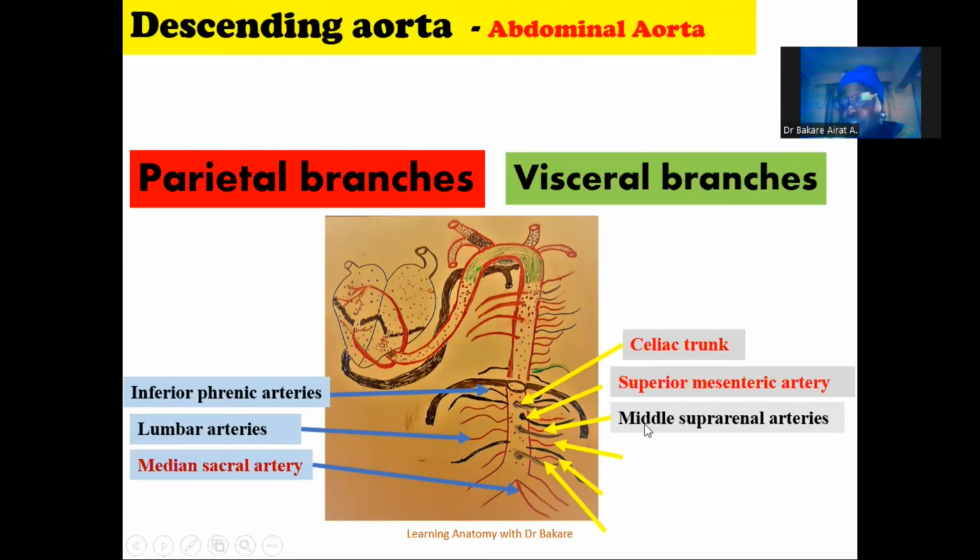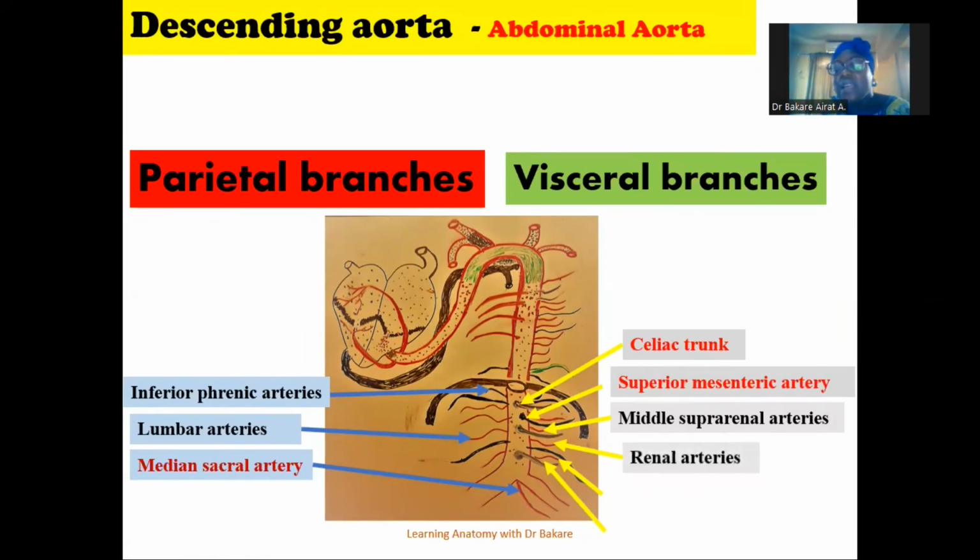And by now, we should know that when we have specificity in name, we should know what that means. For us to have a middle suprarenal artery, it means that we would have a superior suprarenal artery and an inferior suprarenal artery. The superior suprarenal artery will emerge from the inferior phrenic artery, whereas the inferior suprarenal artery will be branched from the renal artery. Then we have the renal artery that supplies the kidney.